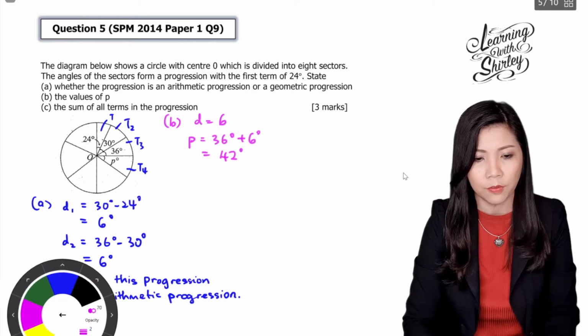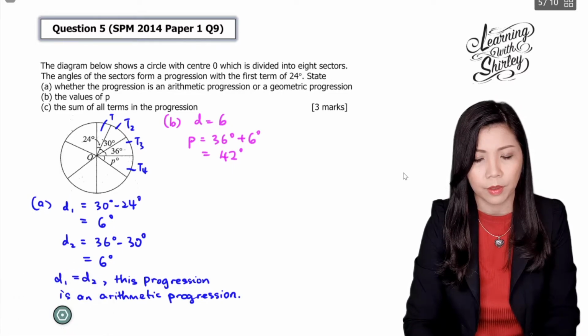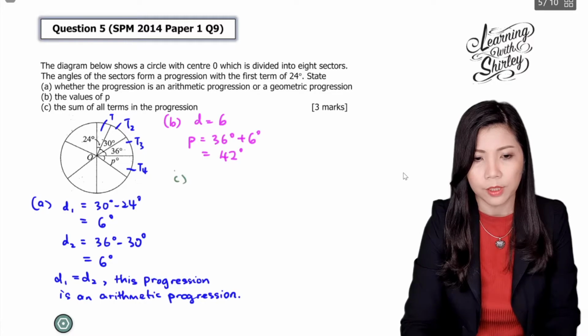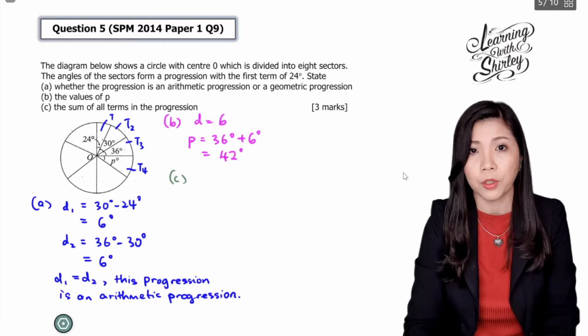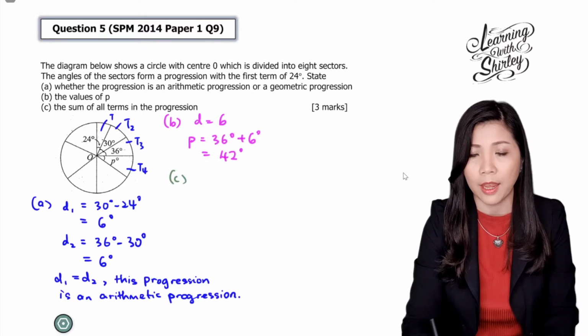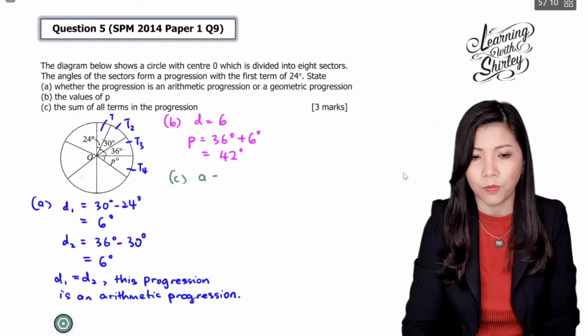Okay, let's solve for C now. For C, the sum of all the terms in the progression. So we need to know what A and D are. Since just now we found out that A is equal to 24, which is given, and our D is equal to 6, we're going to put these into the Sn formula.